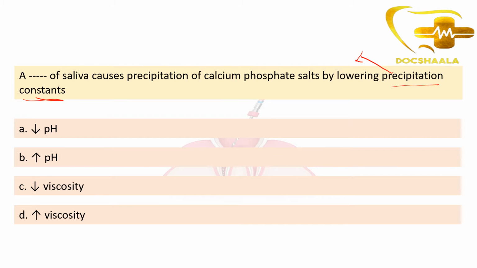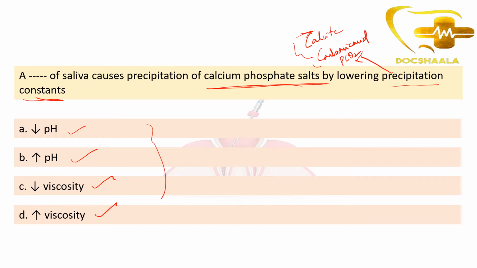Precipitation constants are nothing but the things which help in precipitation of salts in the saliva in the mouth. So they are nothing but things such as calcite deposits or dissociation constants of carbonic acid or PCO2 of saliva. So these are some of the precipitation constants of saliva. So the options given are decreased pH, increased pH, decreased viscosity, increased viscosity. So which of the following factors causes these precipitation constants to alter so that they deposit calcium phosphate salts?